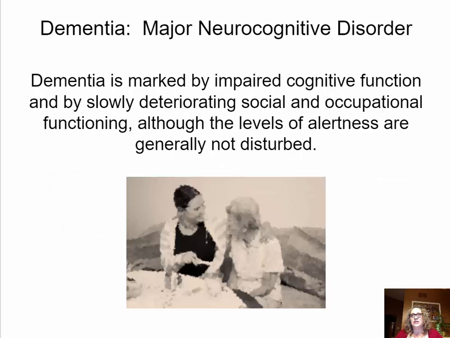Okay, so shifting gears then, we're going to talk about dementia, which is a major neurocognitive disorder. Dementia is marked by impaired cognitive function and by slowly deteriorating social and occupational functioning, although the levels of alertness are generally not disturbed. So the patient will be alert but not oriented.